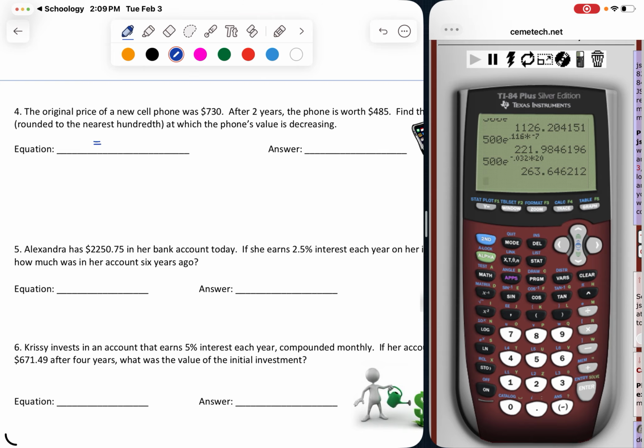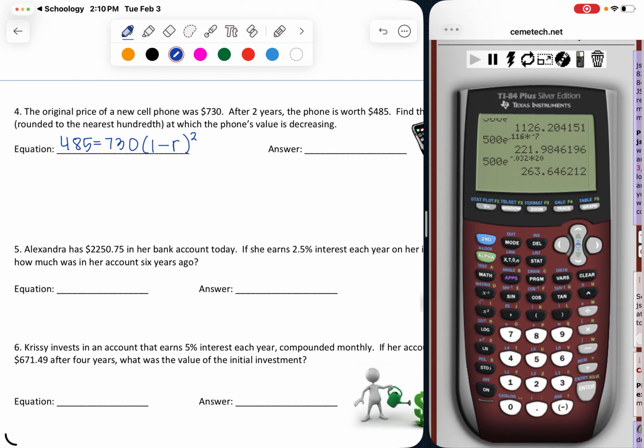So I'm going to put down my equal sign. I have the initial amount is $730. I have the current amount is $485. Times 1 minus, because it is depreciating in value. We're looking for a rate, and then the time was 2 years. Okay, now we have to solve for R.